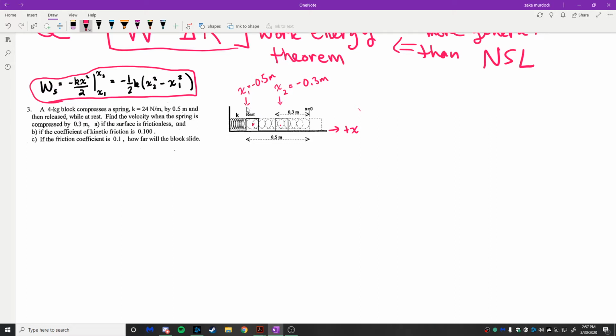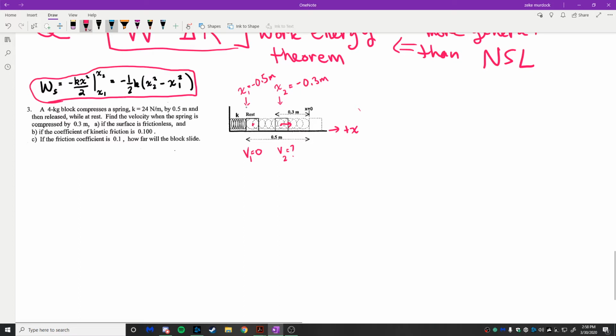And so we want to figure out the velocity that the block is going to have when it gets to this location. It's going to have a velocity here, we'll call it v1, that's equal to 0. And then it's going to have a velocity here that we'll call v2, and that's what we want to find. The spring is going to push the block, and at this location it's going to have some speed v2. We're going to do that under 2 different scenarios: A, if the surface is frictionless, and then B, if the coefficient of kinetic friction is 0.1.